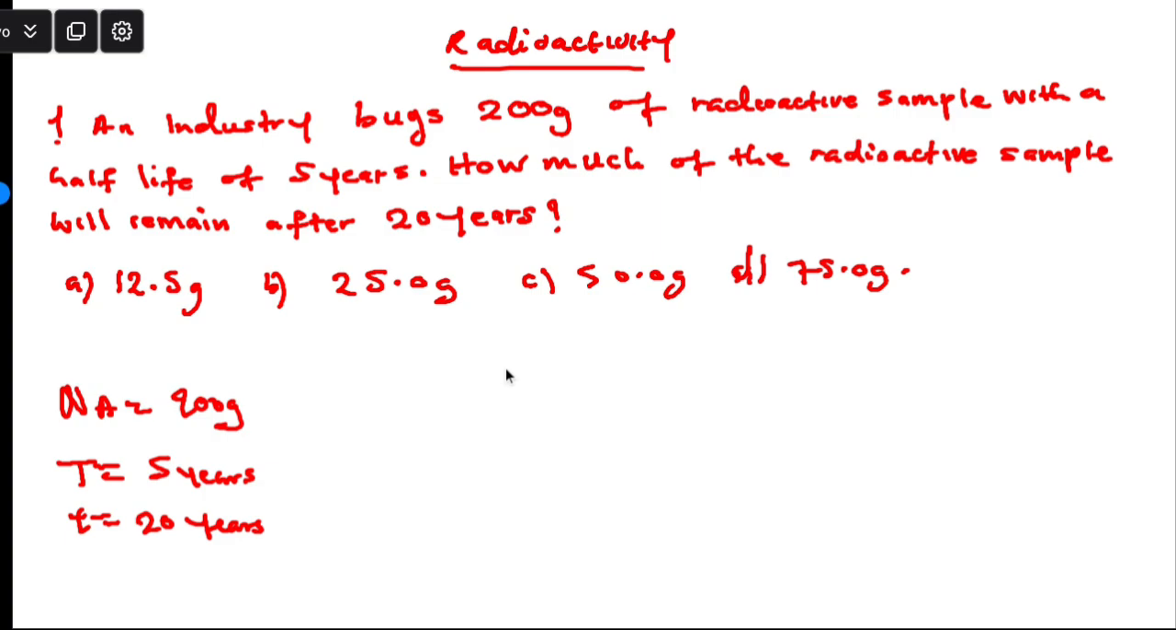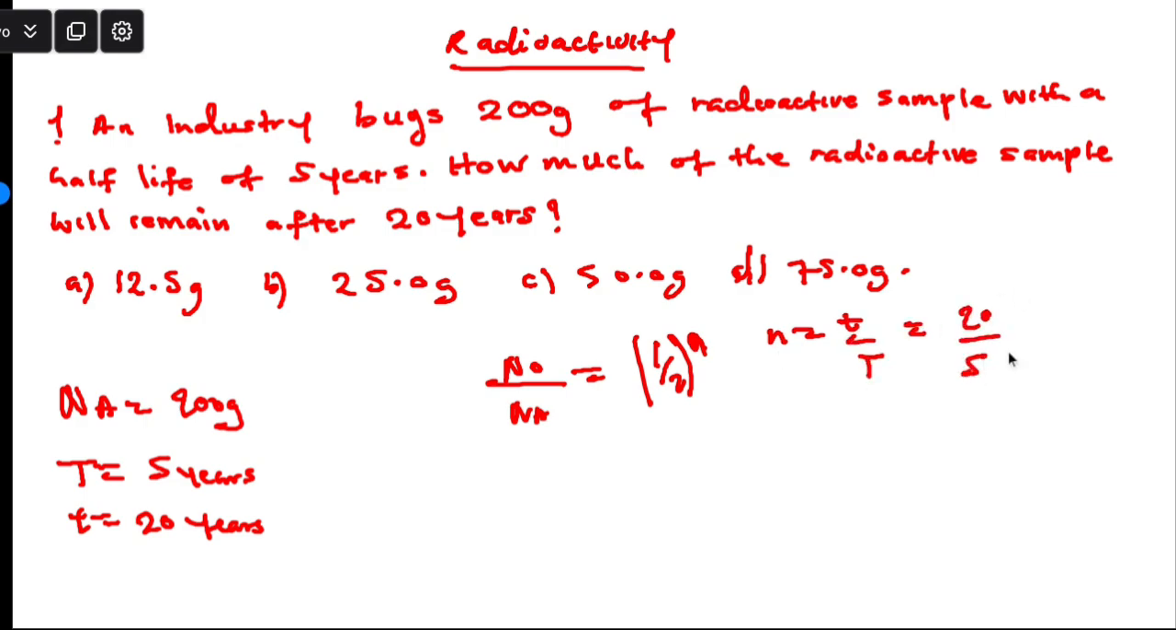If you want to use the formula, you need to say the mass remained divided by the original mass is going to be equal to half to the power of the number of half-lives. So how do you find the number of half-lives, which is n? The number of half-lives is equal to time taken divided by the half-life. We know the time taken is 20, then the half-life is 5. When I divide, I'm going to get 4. So this is how you're supposed to handle this question.